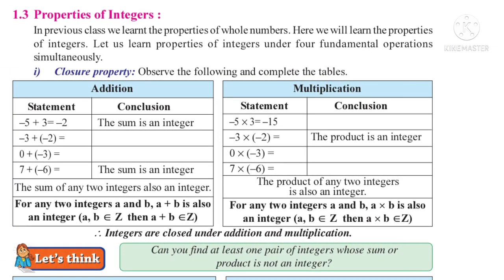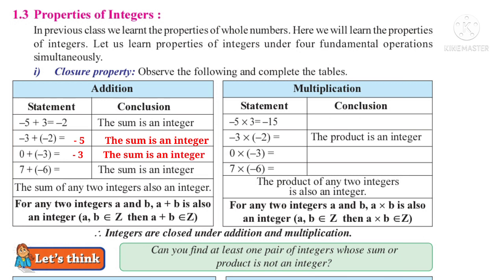Observe the following and complete the tables. Addition, statement 1. Minus 5 plus 3 gives minus 2. Here, minus 2 is an integer, so the sum is an integer. Minus 3, minus 2 are two different integers, but their sum, minus 5, is also an integer. 0, minus 3 are two different integers. By adding we get minus 3. The sum is an integer.